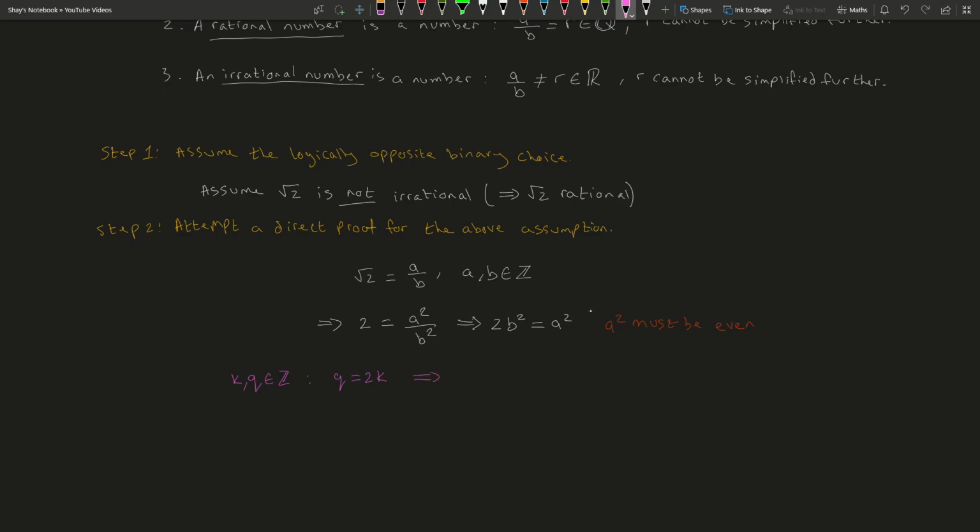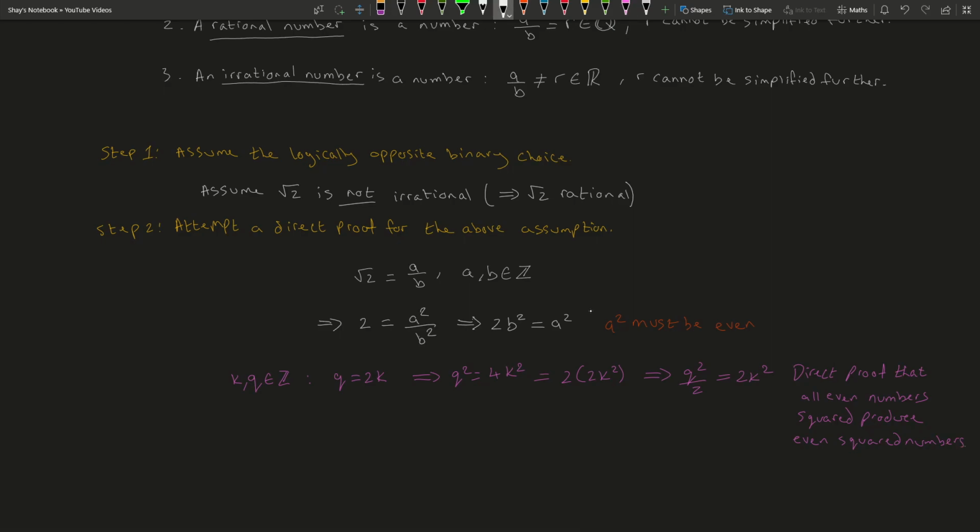If I square both sides, I get q squared equals 4k squared, which equals 2 times 2k squared, which means that q squared divided by 2 gives me 2k squared, an integer. K is an integer, so k squared must be an integer, times by 2, it's still an integer. So 2 wholly divides q squared. And that's a direct proof that all even numbers squared produce even squared numbers.